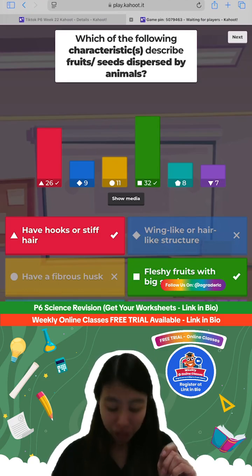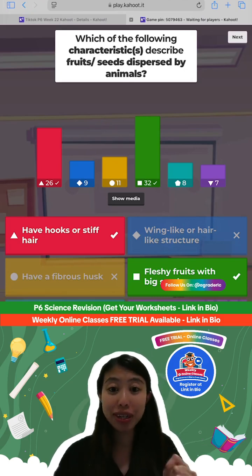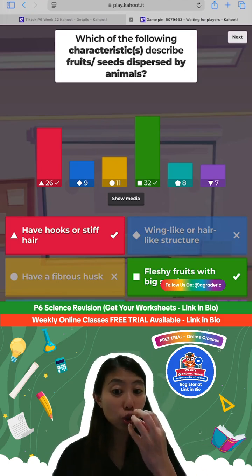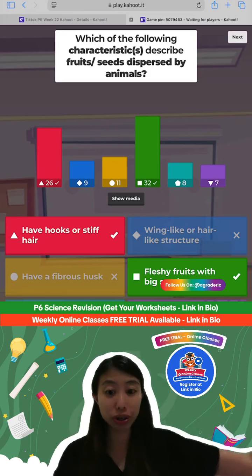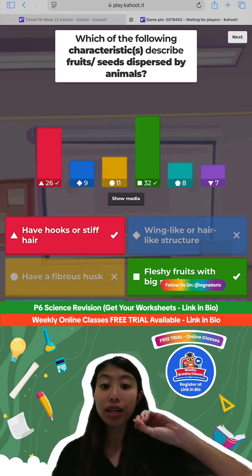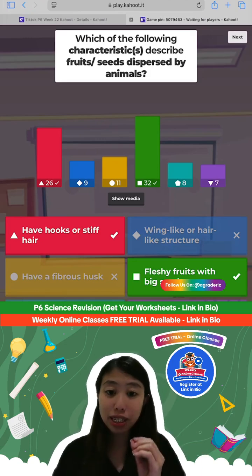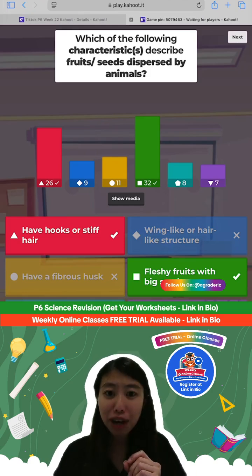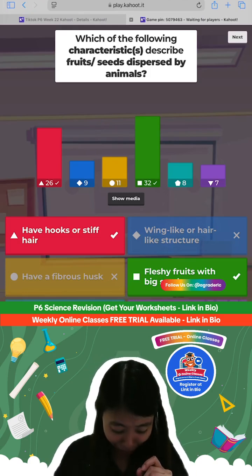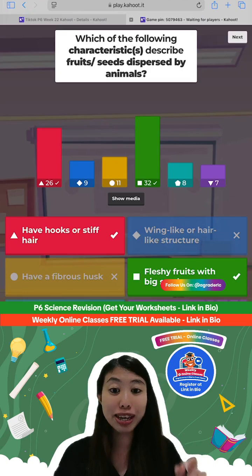Fleshy fruits with big seeds will be consumed by the animal. Then the big seed will be thrown away. So that's why it's actually dispersed by animals. Light and small is for wind dispersal, not animal dispersal. Yeah, a lot of you forgot your P5 topic, is it? And then pod-like structure with lines of weakness is dispersed by splitting.